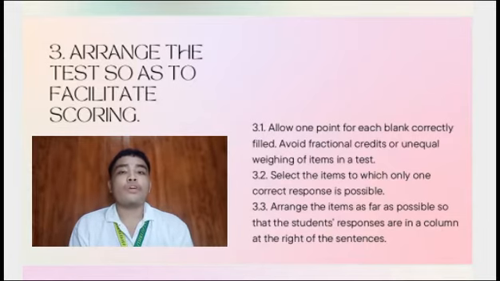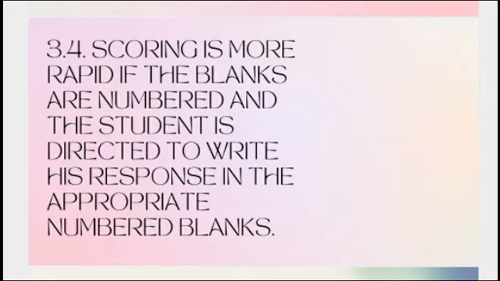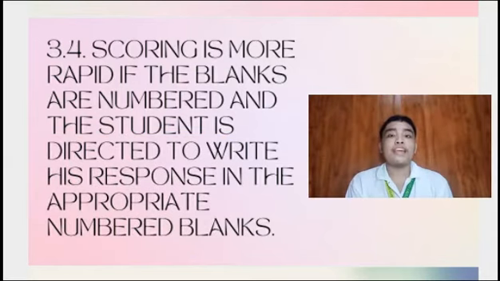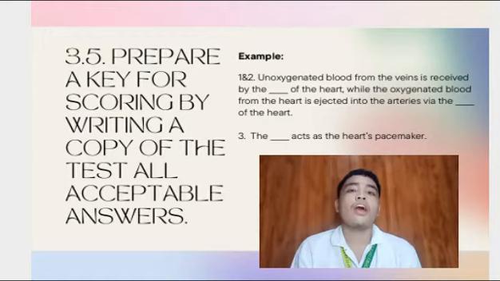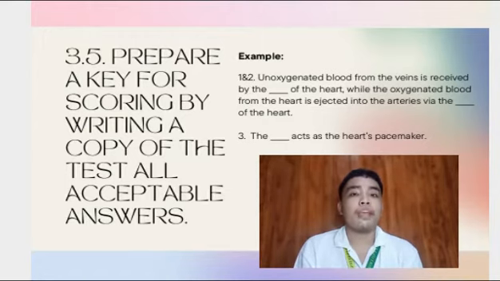Select the items to which only one correct response is possible. Arrange the items as far as possible so that the students' responses are in a column at the right of the sentences. The scoring is more rapid if the blanks are numbered and the student is directed to write his response in the appropriate numbered blanks. Always remember to prepare a key for scoring by writing a copy of the test with all acceptable answers.